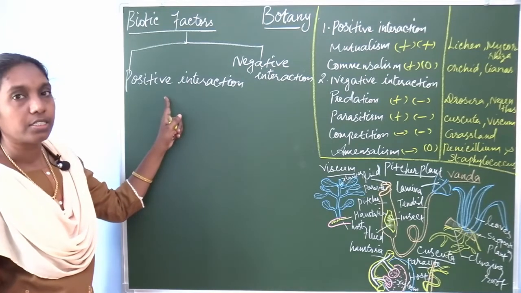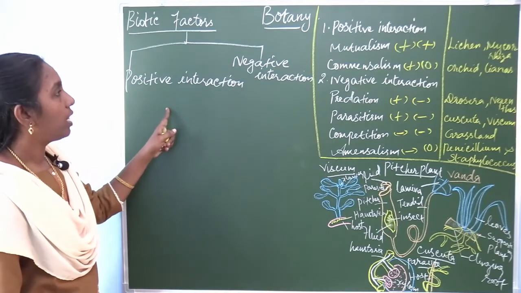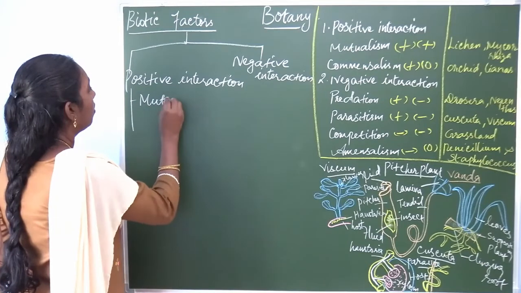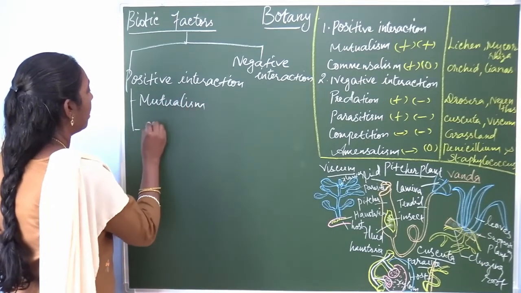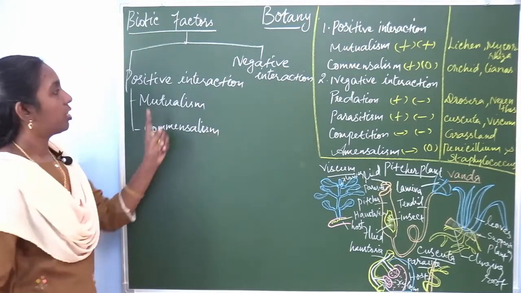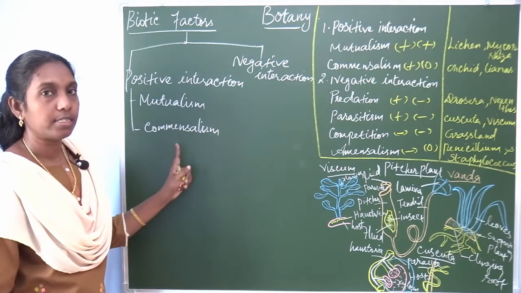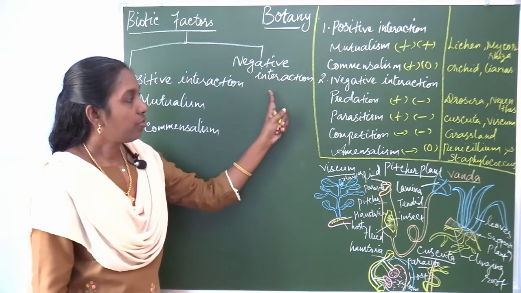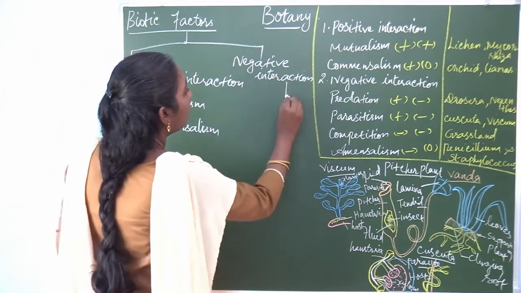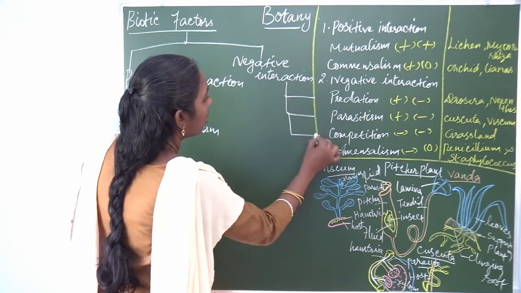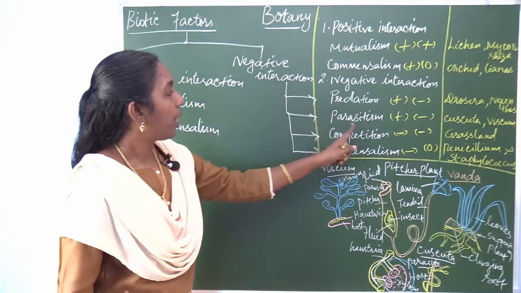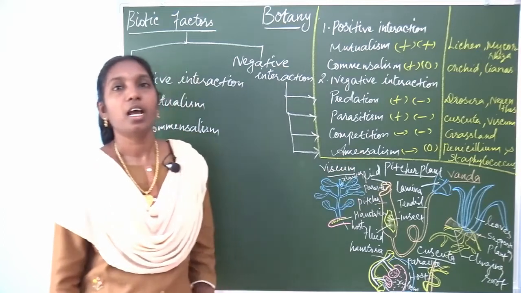This positive interaction is classified into two different types, mutualism and commensalism. These negative interactions are classified into different types. They are predation, parasitism, competition and amensalism.